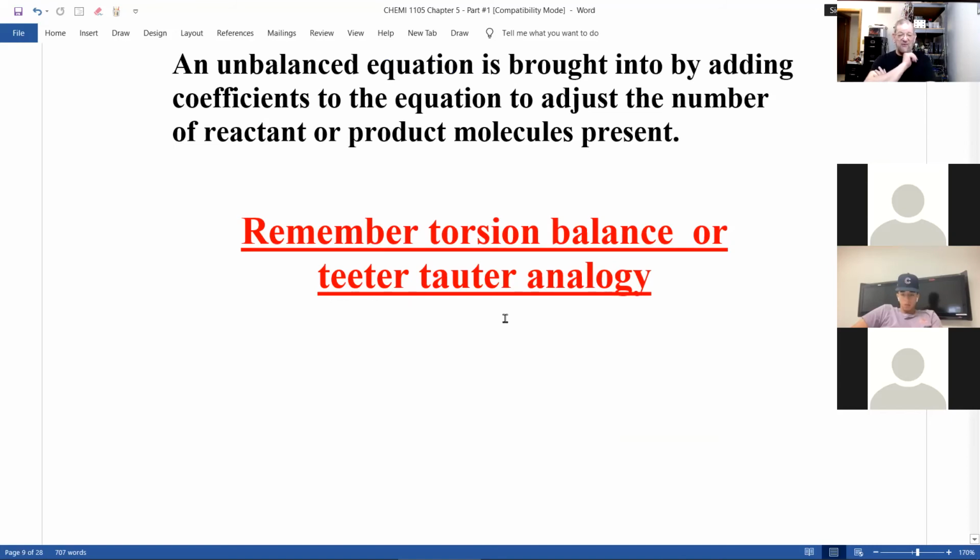Now, notice I have a note to myself. Remember the torsion balance or teeter-totter analogy. Ooh, fancy words today. How many of you have ever seen those chain balances that go up and down? On one side you put weights, the other side you put what you're weighing. And when they're at equal height, it's balanced. And the same thing happens with a chemical reaction. We want to balance the same number of atoms of the same type on each side of the chemical equation, the arrow. Or have you ever been on a teeter-totter?